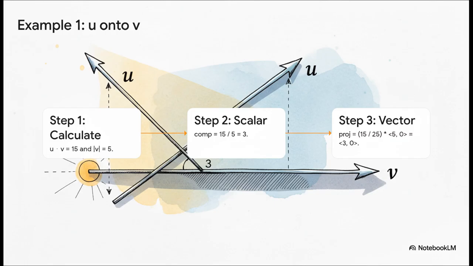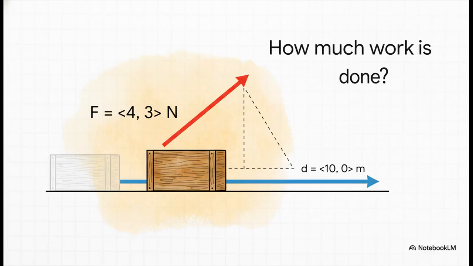That gives us our final answer, the vector 3, 0. Okay, back to physics. Imagine you have a force, let's say the vector 4, 3 newtons, and it's being used to move an object. But the object only moves horizontally for 10 meters, so its displacement is 10, 0. The question is, how much work is actually done here?